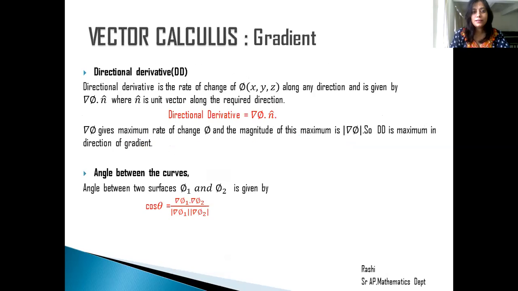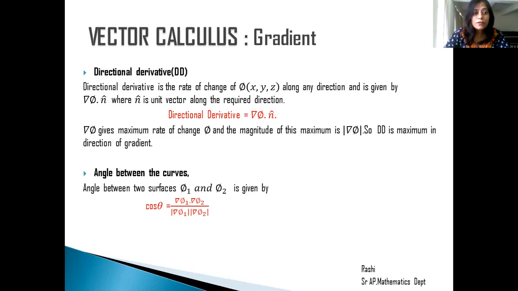Now let us see the next thing. When I talk about a gradient, another term comes to mind, that is directional derivative. What is directional derivative? Directional derivative is the rate of change of phi along any direction. What was gradient? The direction in which the change was maximum. Now if I want to see the rate of change of a scalar function in any particular mentioned direction, then it is called the directional derivative.